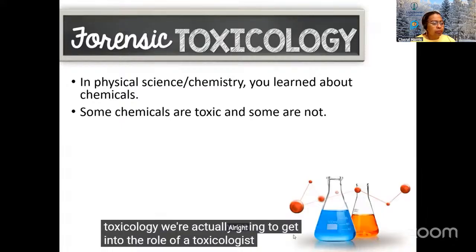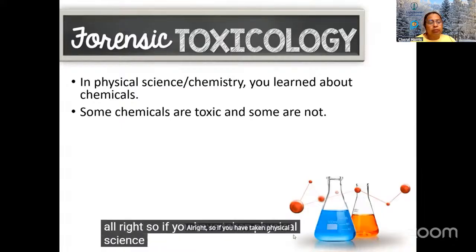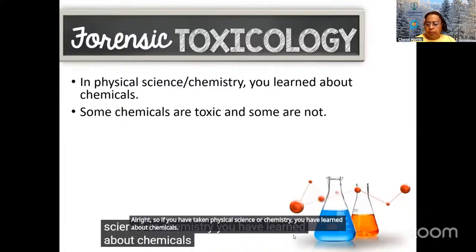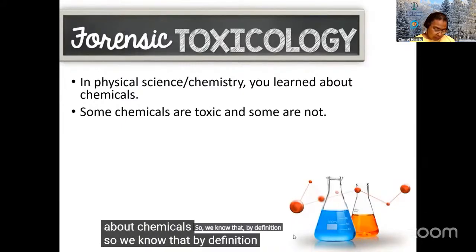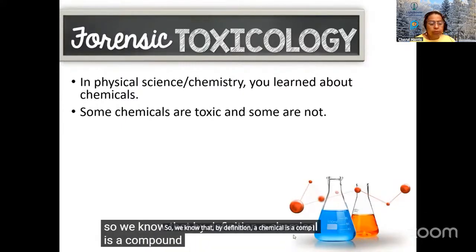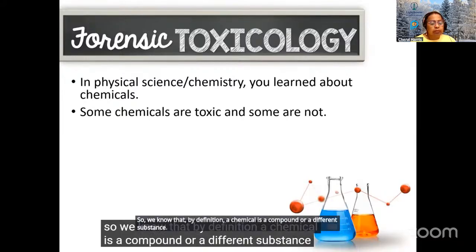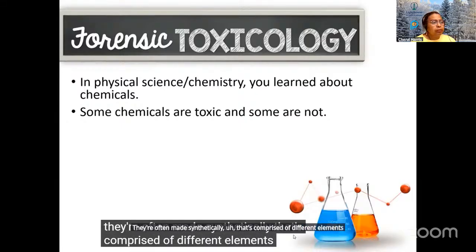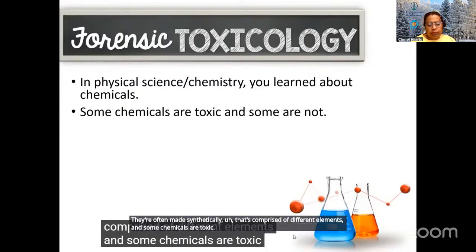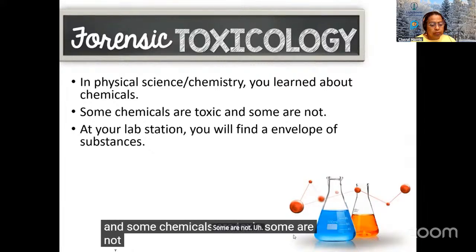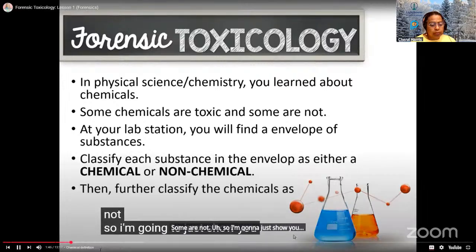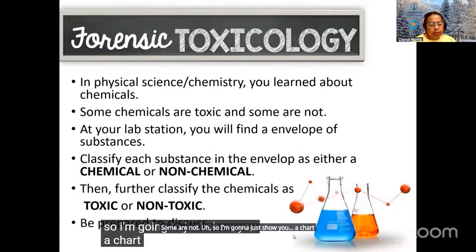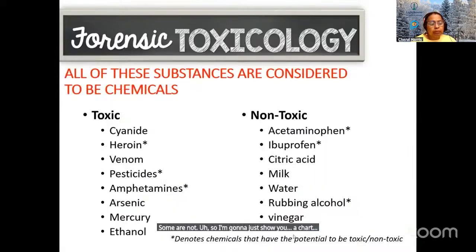All right, so if you have taken physical science or chemistry, you have learned about chemicals. So we know that by definition, a chemical is a compound or a different substance, often made synthetically, that's comprised of different elements. And some chemicals are toxic, some are not. So I'm going to just show you a chart.